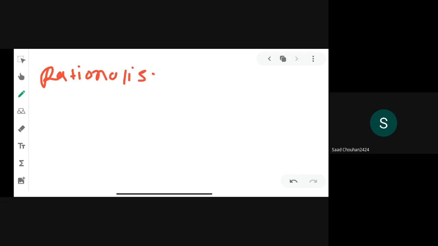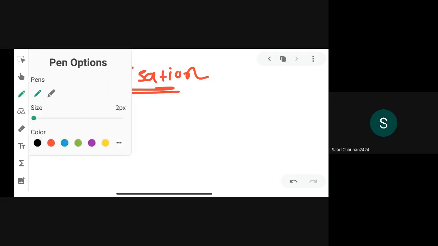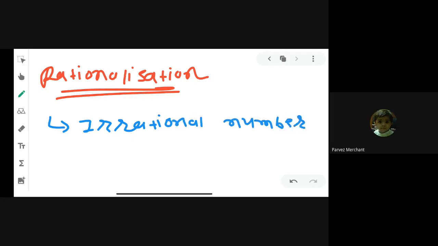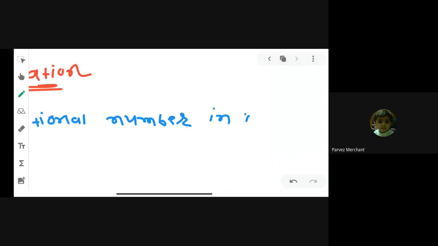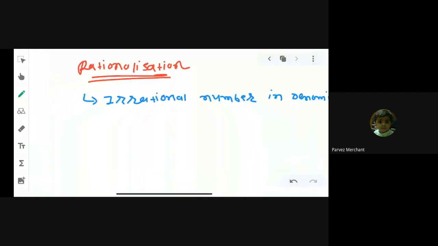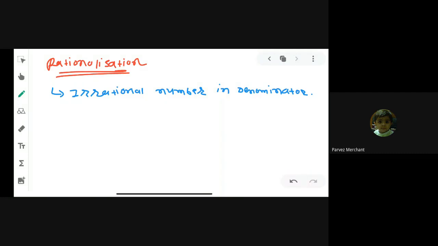Okay, now we are doing one new topic. It is known as rationalization. What is the meaning of rationalization first? Whenever you simplify any question and if we have an irrational number in the denominator, we have to do rationalization.